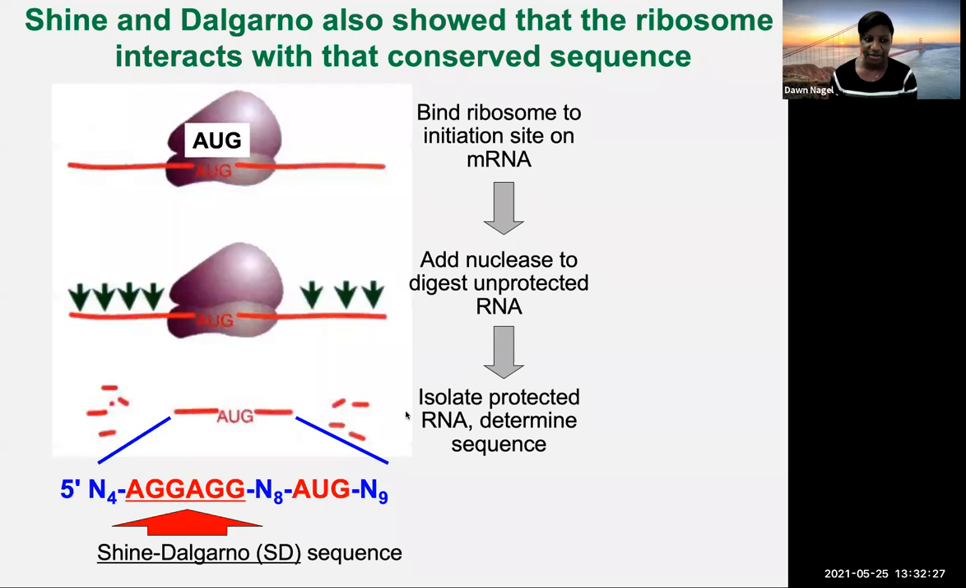So they isolated the RNA. They digested it with a nuclease, right? The ribosome is bound to that site. You digest it, and all of what's not protected will be cleaved. Then you have this sequence, and you can then sequence it and determine the sequence. And that's exactly what they did for a range of different complexes.